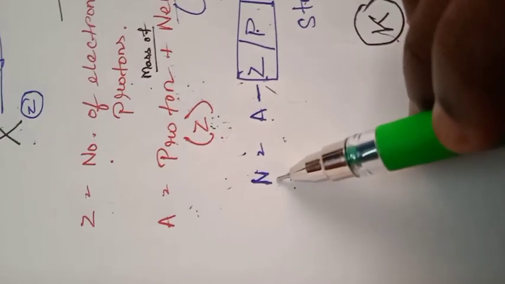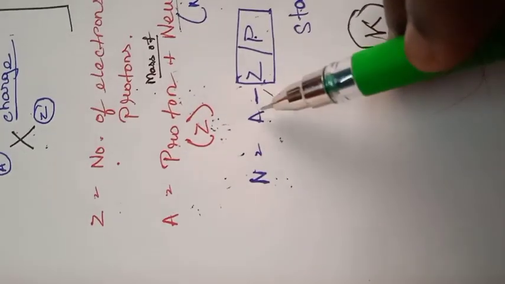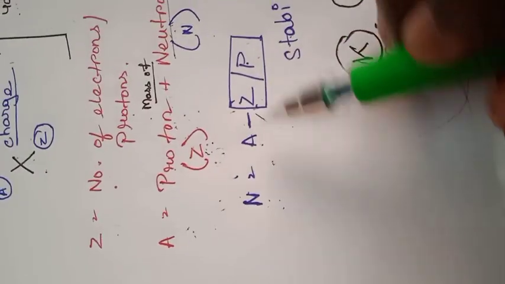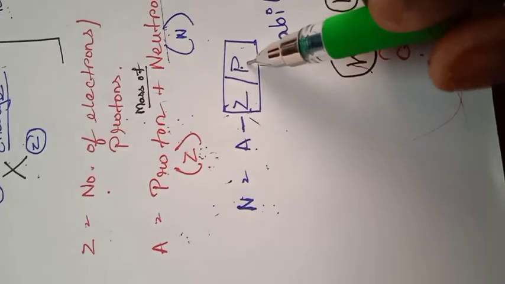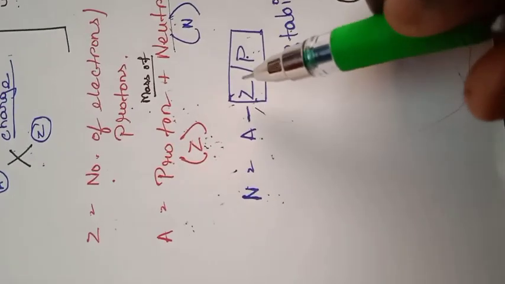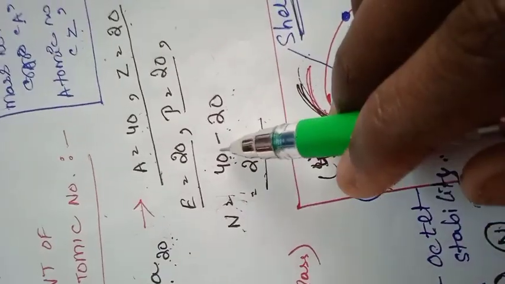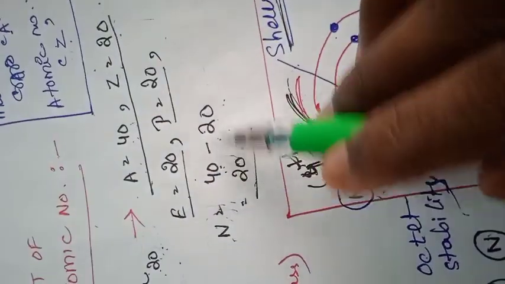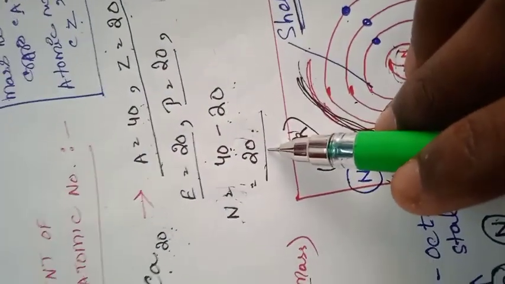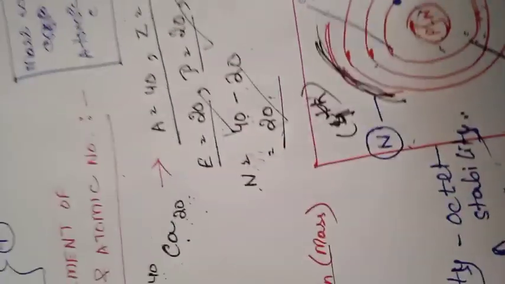So this is my neutron. We can find neutrons by doing A minus Z, that is mass number minus protonic number or atomic number. So over here n equals A minus Z, that is 40 minus 20. So my answer is 20. So we are getting our electrons, our protons, and our neutrons.